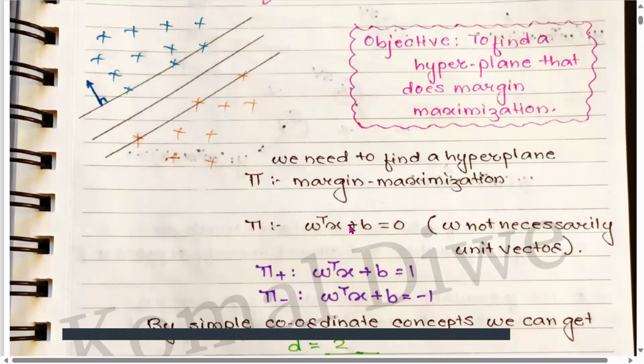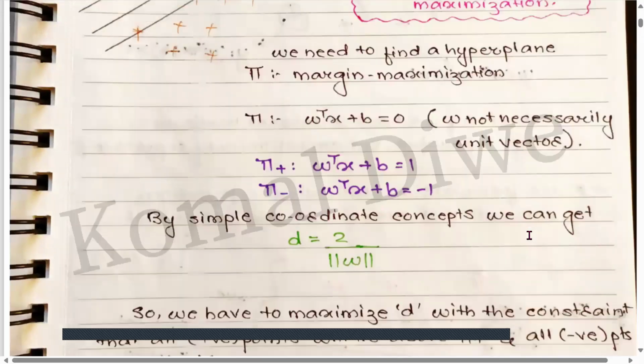The value of this plane is w transpose x plus b equal to 0. W is not necessarily a unit vector; there is no need for w to be a unit vector. The positive plane is w transpose x plus b equal to 1, and the negative plane is w transpose x plus b equal to minus 1.